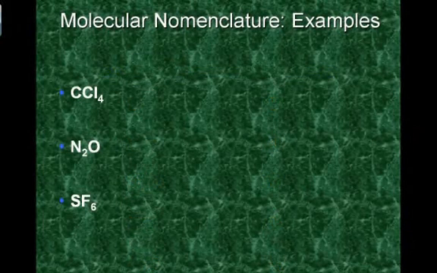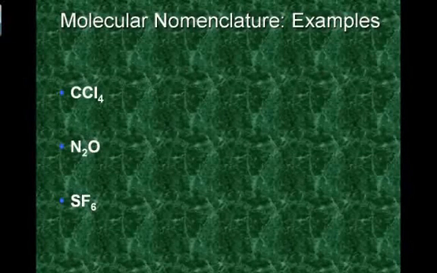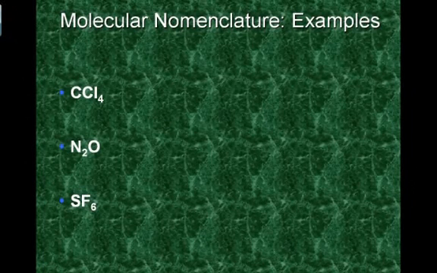So the first example there is CCl4. So there's a single carbon and then 4 chlorines. So a single carbon, you would just simply write carbon, or you could put monocarbon. And then there are 4 Cls. The prefix for 4 is tetra, and then chlorine needs to end in IDE, so carbon, and then tetra, and then chloride. So this would be carbon tetrachloride, and that would be 2 words.